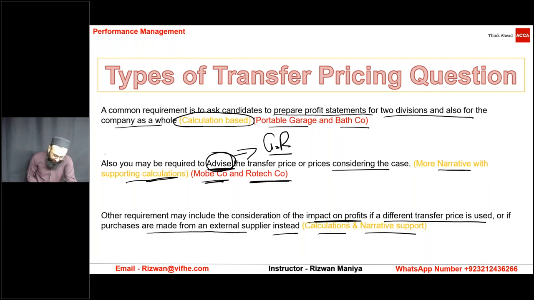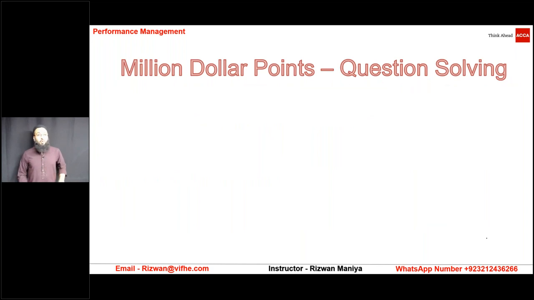Obviously, it's the second one. Advise. You have to advise. Now, when you are required to advise and there is no method assigned, we use general rule as an advice. What we use? Right here, what we use? General rule. Okay? So, you use general rule.